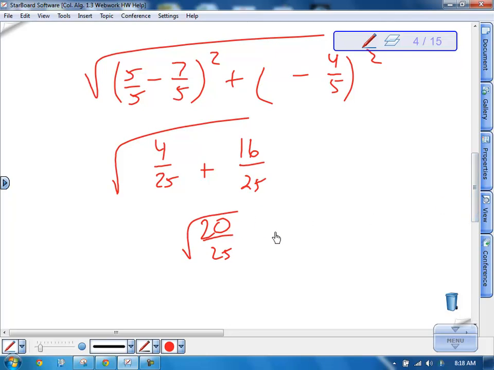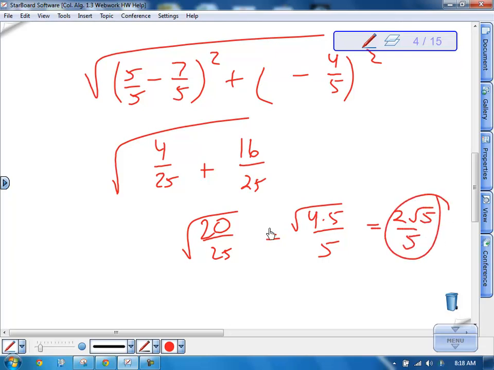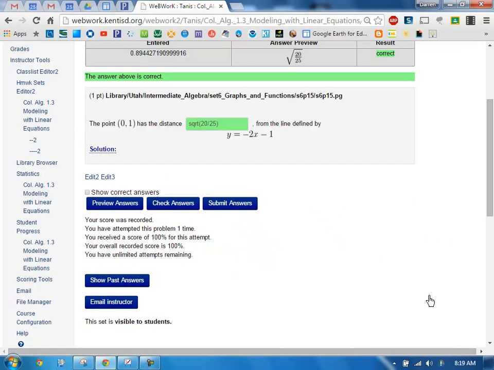Now, I might be able to reduce this sum or simplify it some. Let's see. 4 times 5 over, the square root of 25 is just 5, so I can evaluate the square root of the bottom as 5, and then break up 20 as 4 times 5, so the square root of 4 is 2, so it's 2 square root of 5 over 5. So it'd probably accept either one of these answers, but let's try them real quick. Yeah, square root of 20 over 25 works fine.